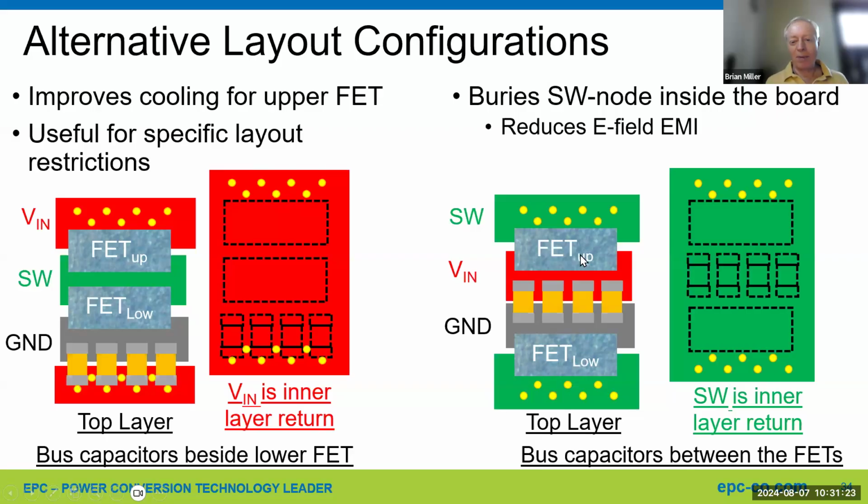What this also does is it puts the switch node buried inside the board. So this green, this is the switch node. The red and the gray are basically DC, not much noise on these. But the switch node is where the transitions are. So that's buried. That could be good for EMI.